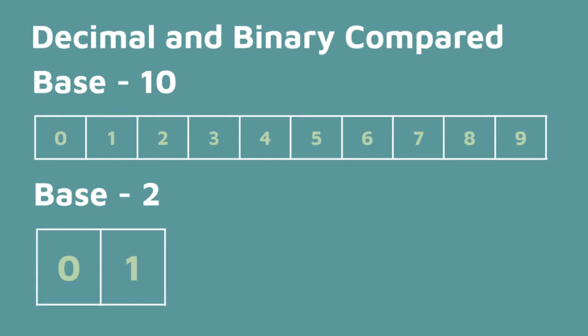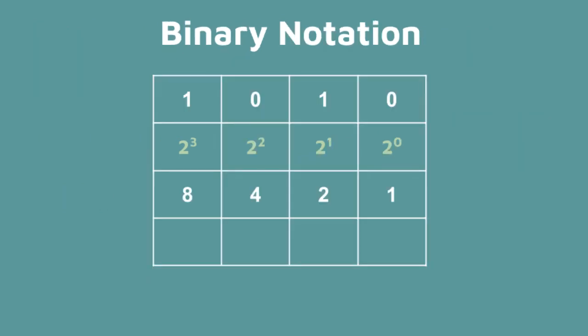The binary system works in a similar way, except instead of base 10, it's base 2. In other words, instead of 0 through 9, we only have 1s and 0s. Since the binary system is base 2, we have 2 to the exponent of 0, 2 to the exponent of 1, 2 to the exponent of 2, and 2 to the exponent of 3. The 2s take the place of the 10s place. The 0 exponent is always equal to 1.